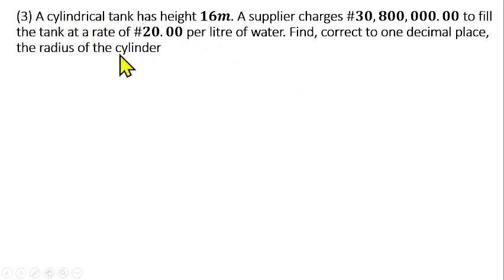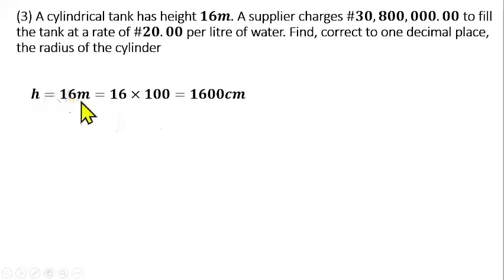So we are talking about a cylindrical tank now, and we are given the height in meters. So what do you do? Of course, we know that the formula for finding the volume of a cylinder is pi r squared h. We are given the height in meters, so we can change it to centimeters. 16 meters to centimeters gives 16 times 100, which is 1600 centimeters.